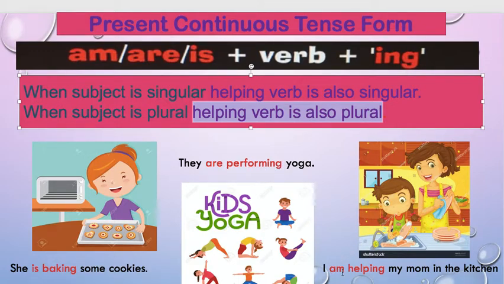Next one, I am helping my mom in the kitchen. So what is the verb here? Am helping. Am is the helping verb, and help is the base form of the verb. And what we are doing, we are adding ing to the base form of the verb, isn't it? So after seeing this example, what did you observe? In present continuous tense, we are adding a helping verb, and we are adding the base form of the verb plus ing. Got it, students? Okay, next.